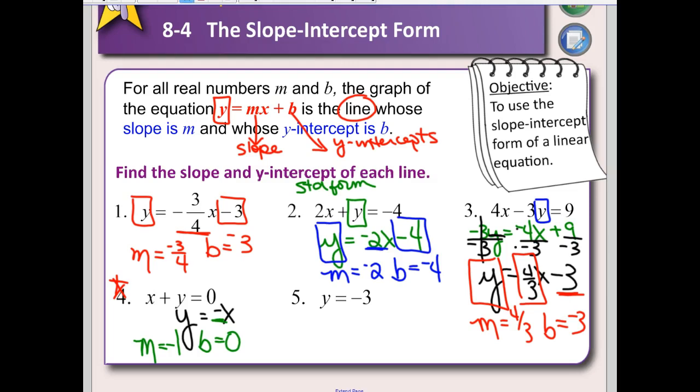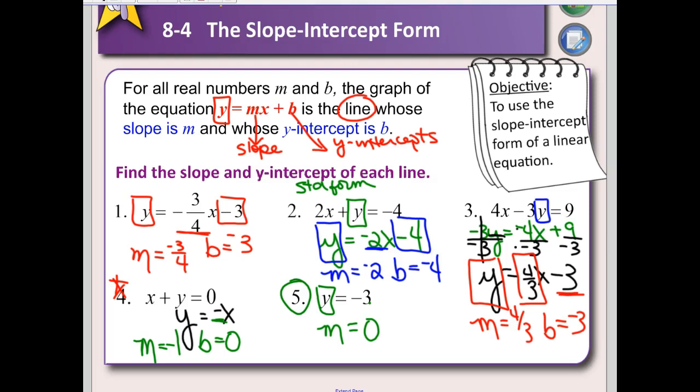Now, when we look over here at number 5, do you remember what kind of line we have when it's y equals some number? That's right, y equals some number. There's no x, okay? If there's no x, what does that mean m was? M was what? M was 0. So we have a horizontal line, okay? A horizontal line.